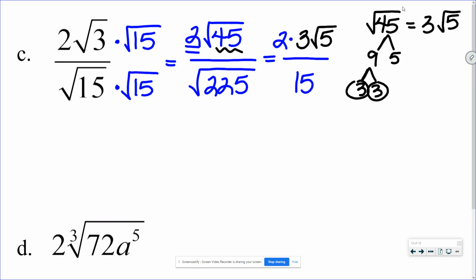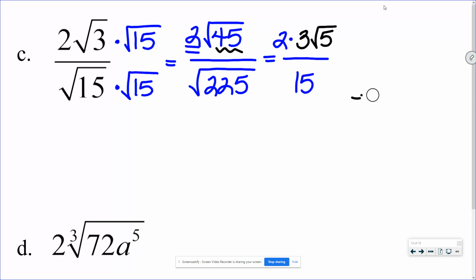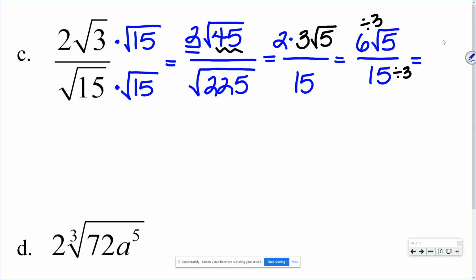And you're going to simplify now. Okay, so you have on the top, technically, you just have a 6 radical 5 over 15. And then you're going to look to see if anything will reduce, which on the top and the bottom, we can divide both of the whole numbers by 3. So we're going to do that. That's going to give us 2 radical 5 over 5. So that's one way to do it.